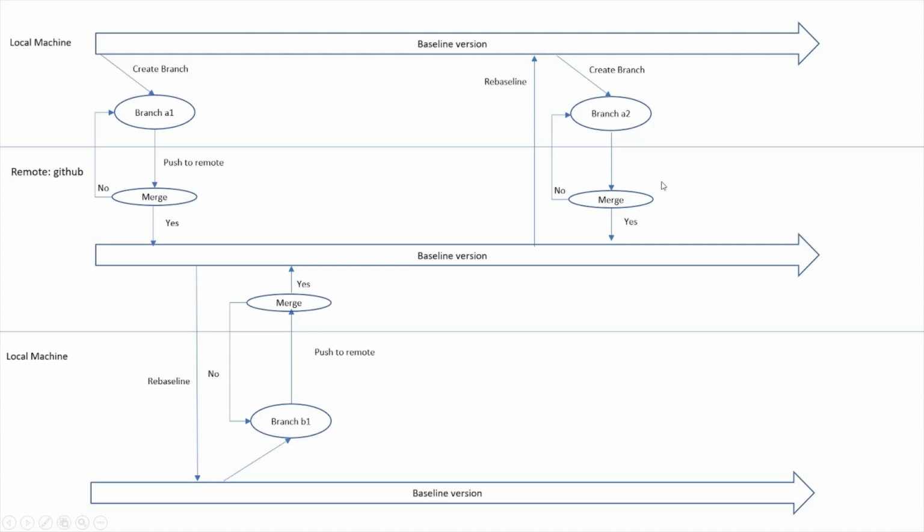So this is the workflow. On our local machine, from the baseline version, we need to create a branch for new features and new code versions. Before that, the first step is to rebaseline our local machine baseline version with the GitHub baseline version and create the branch. So let's do that now.